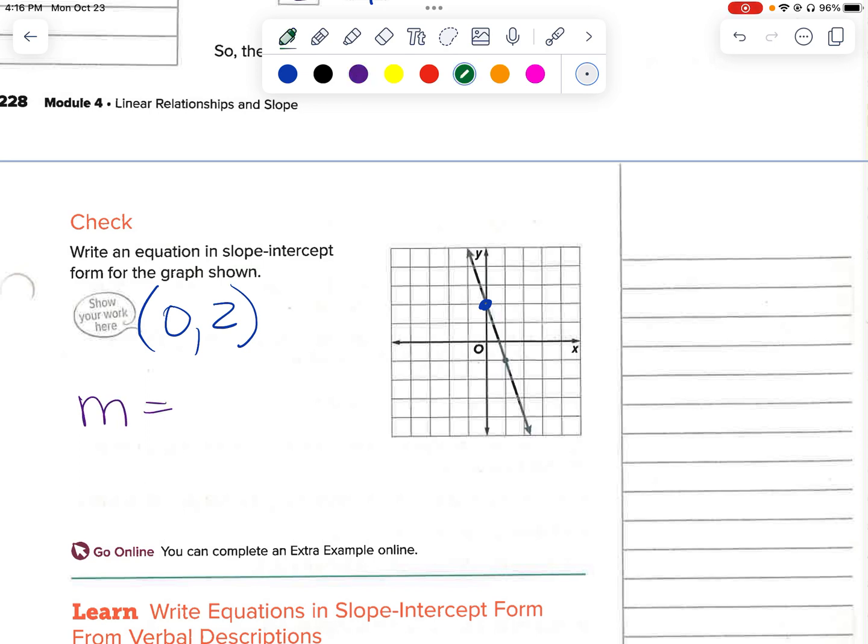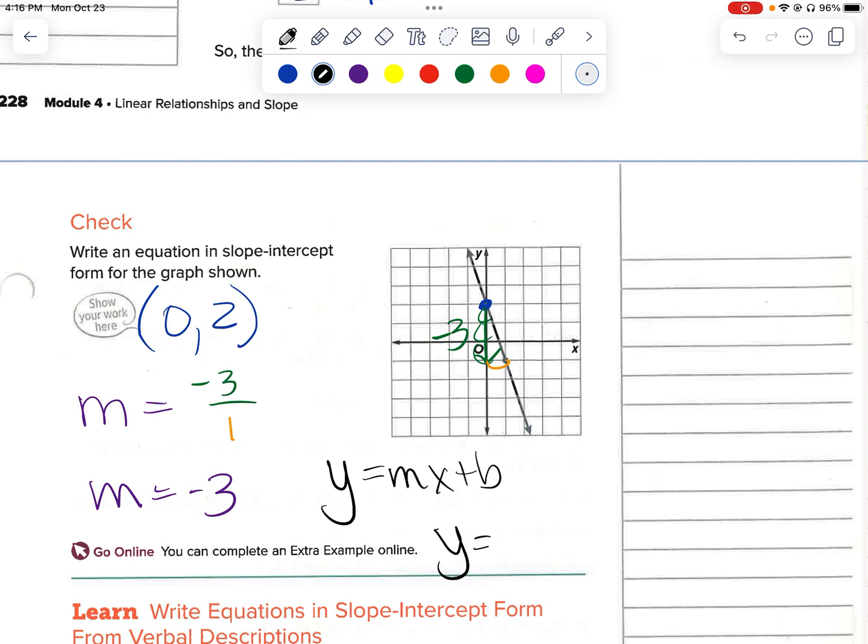and my slope is rise over run. So this looks like I went down 1, 2, 3, so -3, and I go over 1. So that means my slope is -3. So I write my equation in y = mx + b form. So I replace my m with -3, my b with 2.